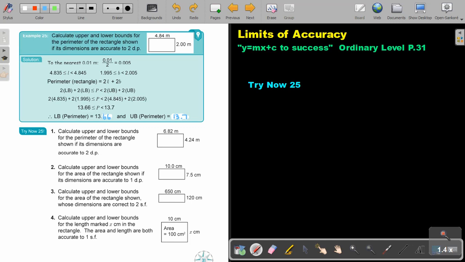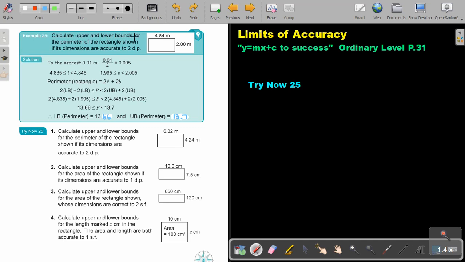In this video, we're going to do the last part of limits of accuracy, and we're going to focus on practical examples. You will find this on page 31 in the Namibia Mathematics Ordinary Level textbook, Y equals mx plus c to success. Let's look at an example.